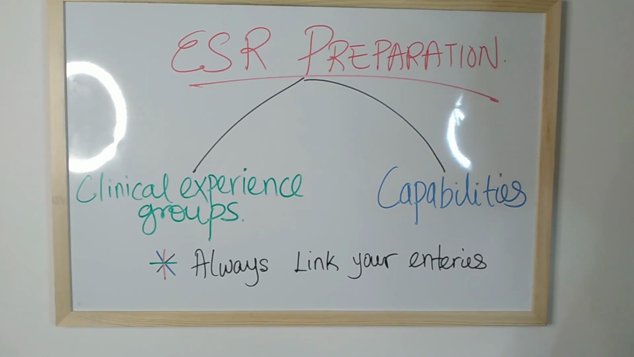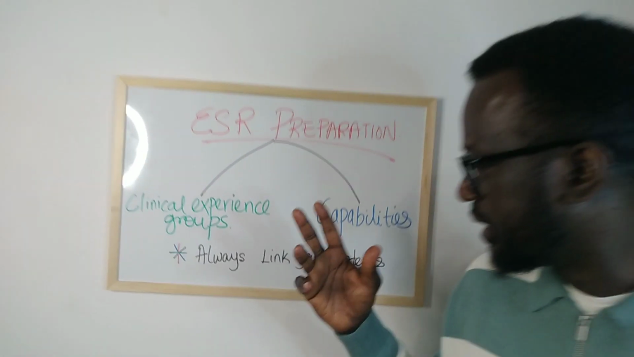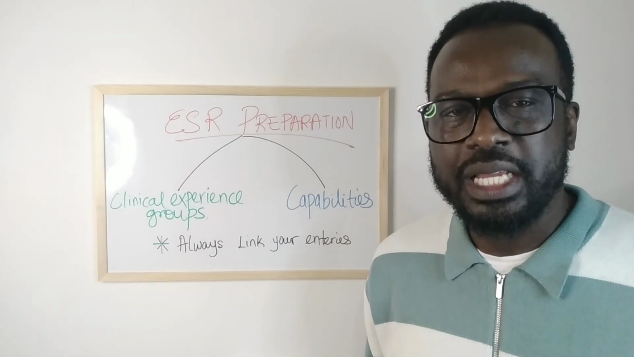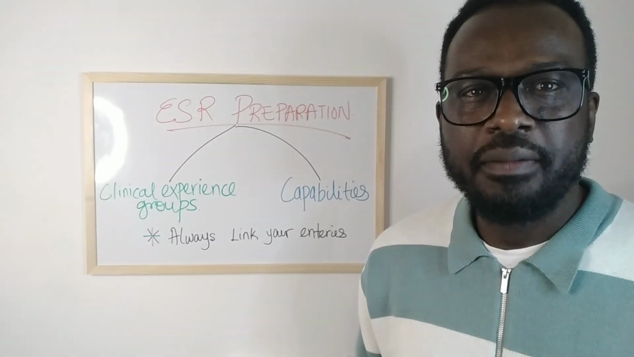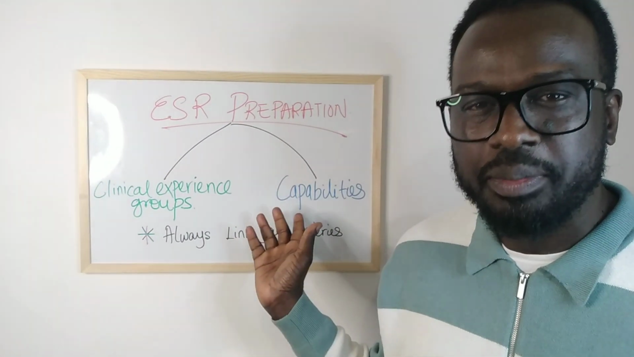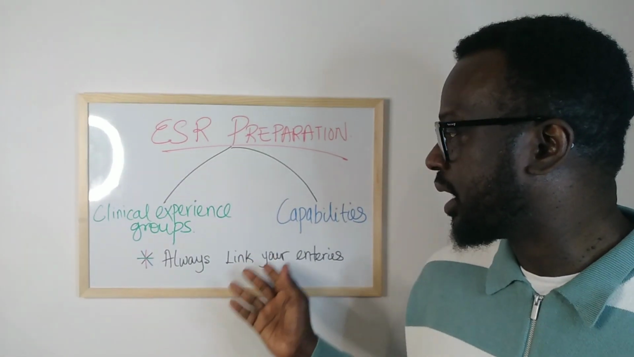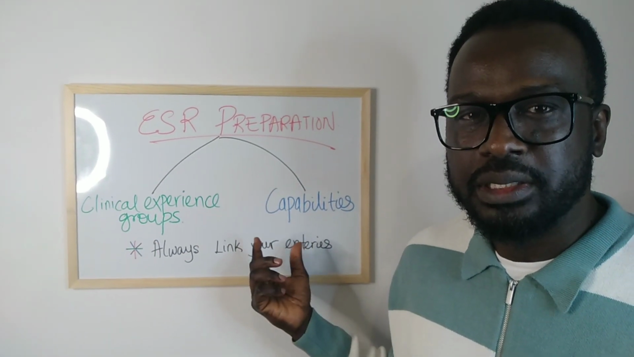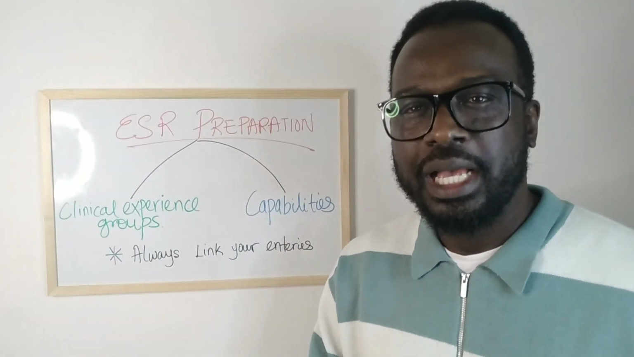The whole idea is that you should always link your entry. Some people would wait for later when it's about ESR and begin to find and put clinical groups or capabilities to their entry. My advice is that always link your entry to either your clinical groups or the capabilities. Okay, don't leave it for later. Do it as soon as possible.